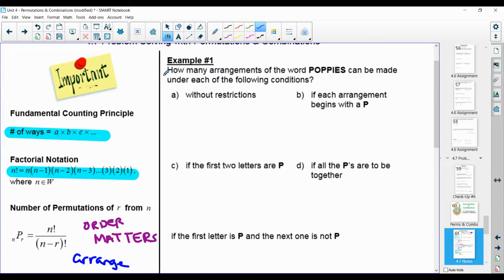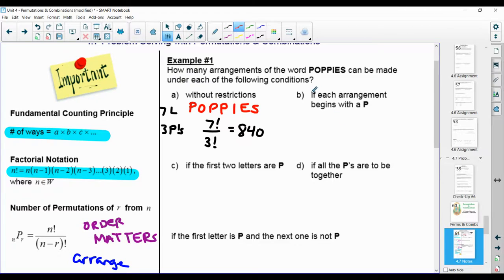All right, so the first question says, how many arrangements of the word poppies can be made under each of the following conditions? So if we have no restrictions, we'll start by writing out the letters. So poppies, P-O-P-P-I-E-S. So if we look at the word poppies, we have 1, 2, 3, 4, 5, 6, 7 letters. So we've got 7 letters, and there are 3 P's. And so if we were to arrange this, we would have 7 factorial divided by 3 factorial. So those would be our 3 repeats, and that gives us 840.